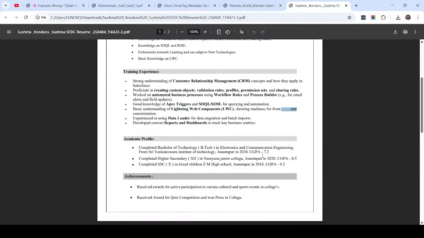Academic session is there. Make it small. In academic session you can write BTech in electronics and communication engineering, and then mention your college or institute name. There's no need of CGPA. Then you can mention your year. Instead of writing a whole sentence form, try to make it in bullet points.